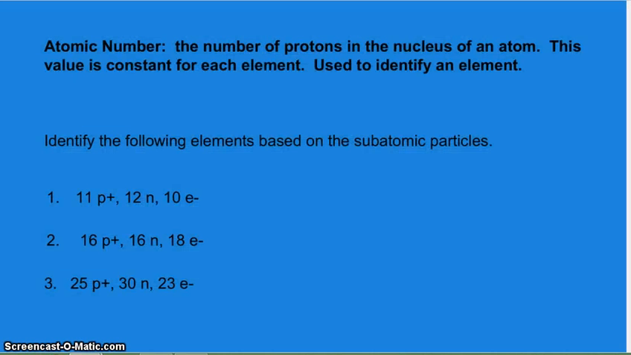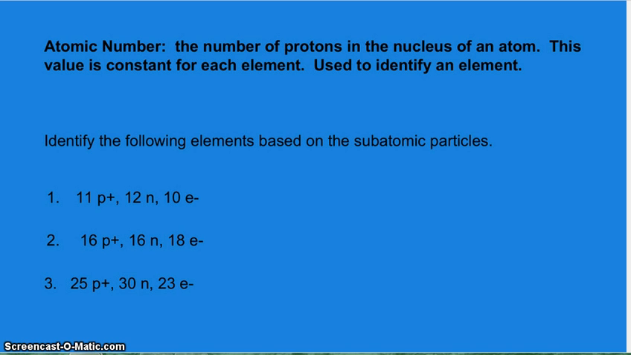Alright, so in your packet, in your notes, you have atomic number. An atomic number is what we refer to as the number of protons in a nucleus, and it's how we identify elements. So every element has a unique atomic number. And so the number of protons inside the nucleus tells us exactly which element it is.